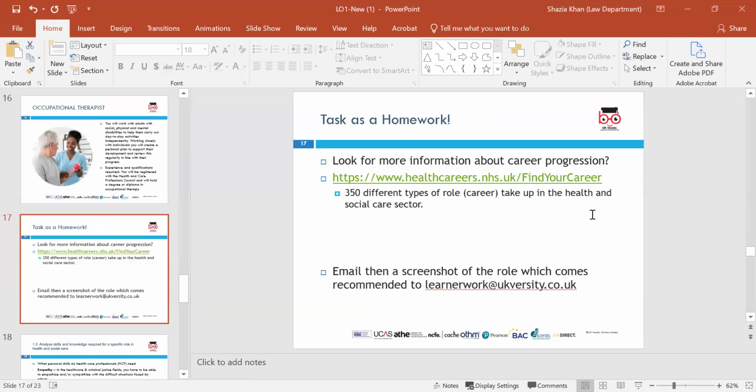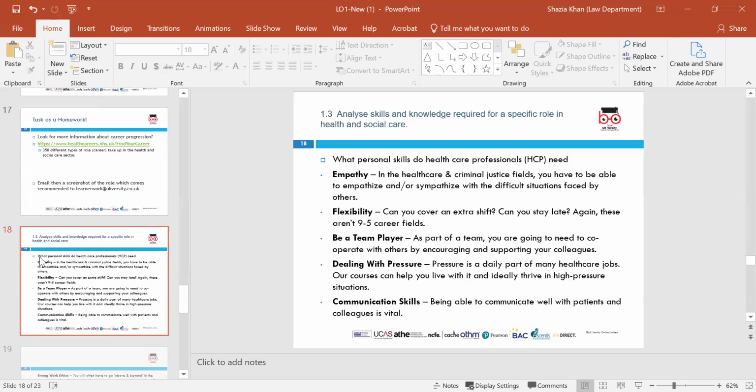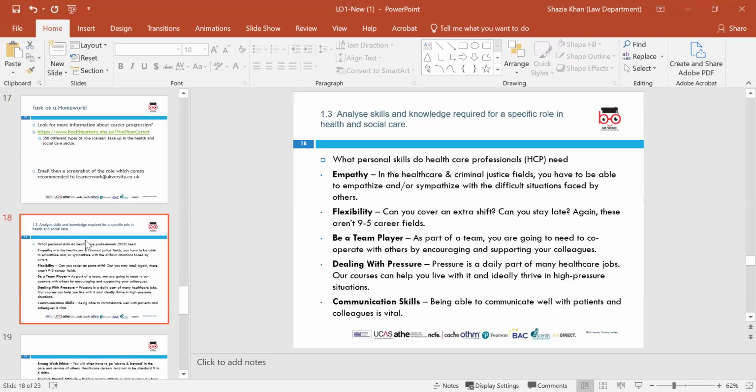A little bit of homework that you can do for later on as well, before we go into the next one, is look at different career progression. And the link is healthcarecareers.nhs, and that will look at different types of roles and careers within the healthcare profession. We can talk a little bit about that more tomorrow when we do the learning outcome 2. Going on to 1.3, analyze skills and knowledge required for specific roles in health and social care.